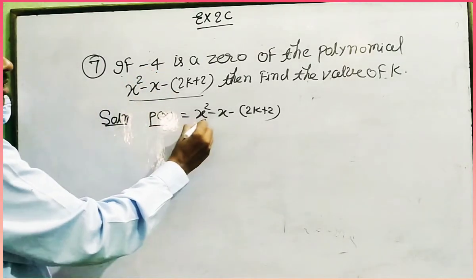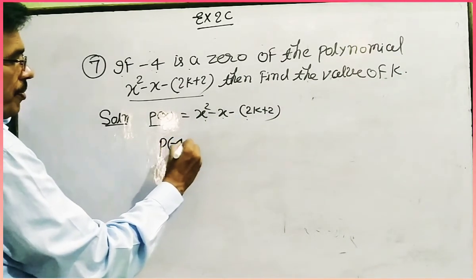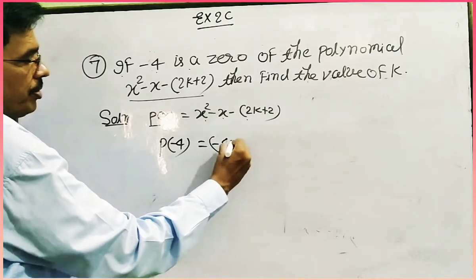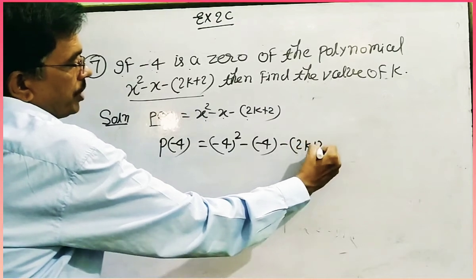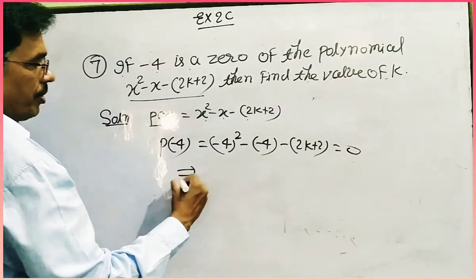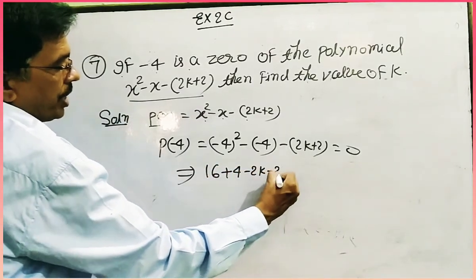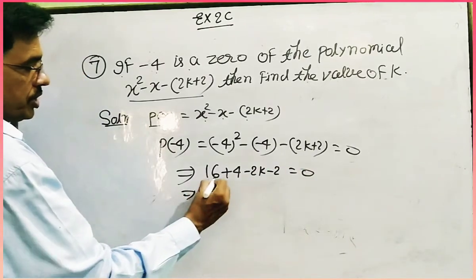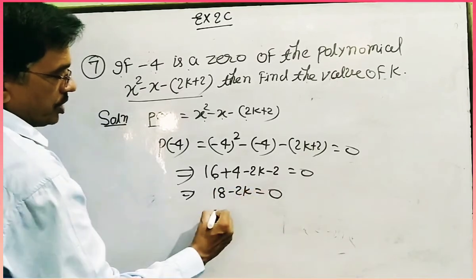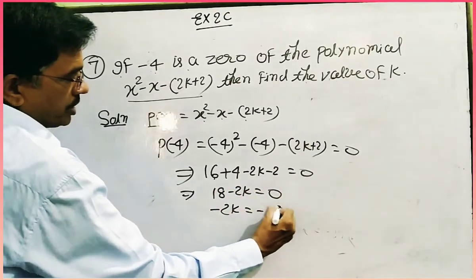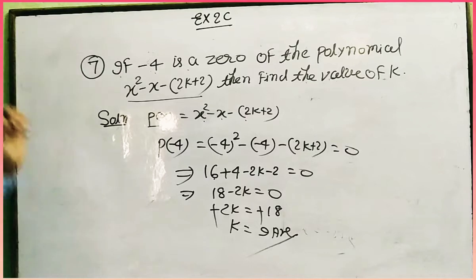So we write p(x) is equal to x square minus x minus 2k plus 2. Hence write p(minus 4) is equal to minus 4 square minus 4 minus 2k plus 2 is equal to 0. What you write here? You write 16 plus 4 minus 2k minus 2 is equal to 0. So 16 plus 4 is 20 minus 2, then 18 minus 2k is equal to 0, then minus 2k is equal to minus 18, hence it is clear k is equal to 9, and that is the answer. So write k is equal to 9.